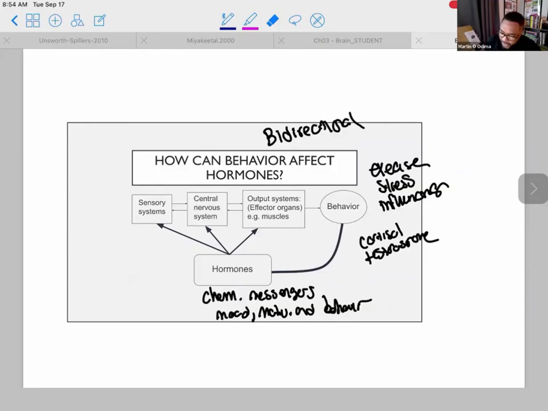So some things to understand, I'm going to go back to this diagram that we had looked at earlier, is that the relationship between hormones and neurons is bidirectional. What that means is it goes back and forth. Our sensory systems and our central nervous system, which remember are made up of neurons, are continually interacting with our hormones. So it has a bidirectional relationship.